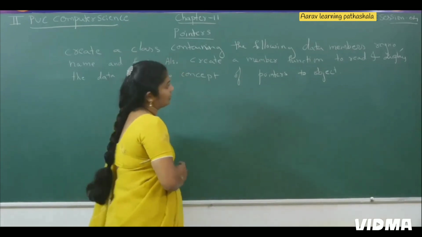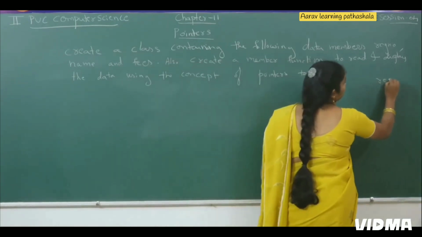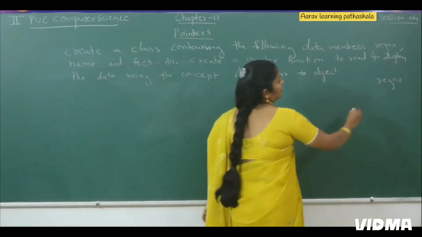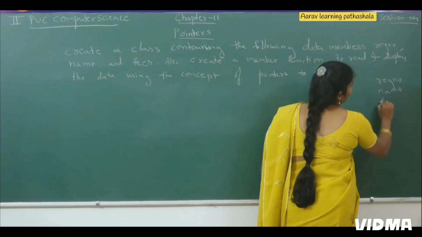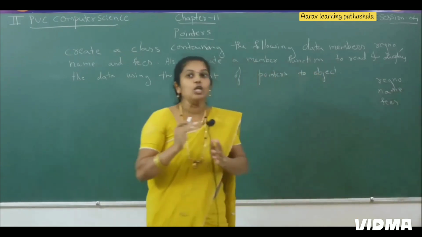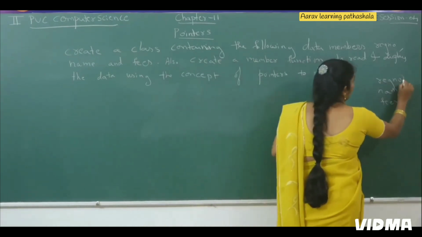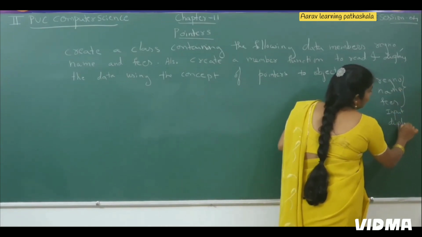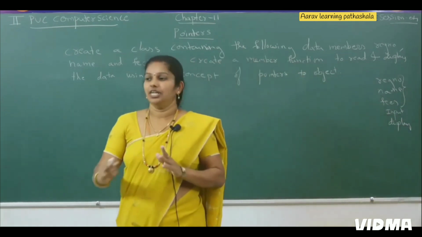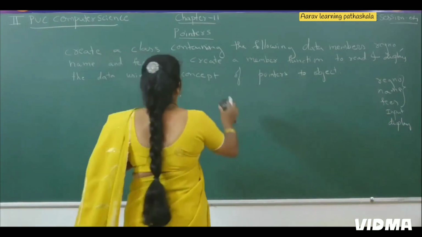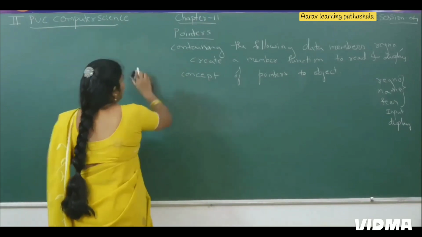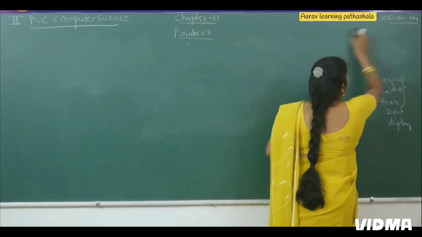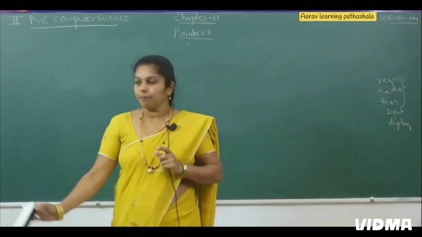Then which are the data members we require here? One is register number, and the second one is name, and the last one is fees. These are the 3 values we have to input. These 3 values we want to input and then we have to display. We are not doing any calculation here. We have to just input these 3 values and display these 3 values using the concept of pointers to object. Now for this one, we will explain the program.